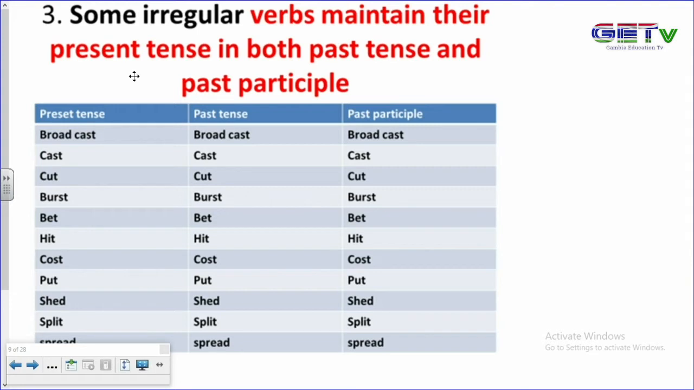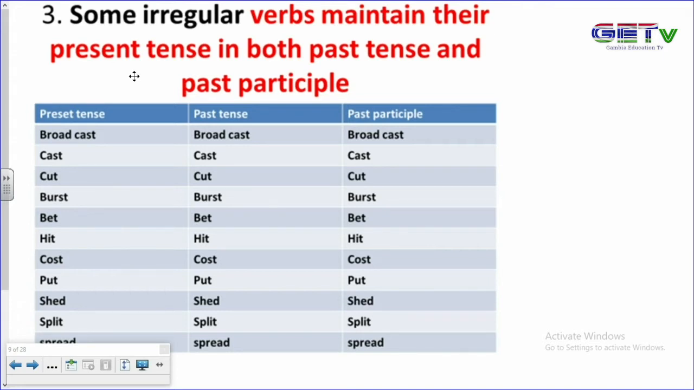You also have bust, bust, bust, bet, bet, bet, hit, hit, hit. You don't say hitted or whatsoever. You say hit in the present tense, in the past it is hit, in the past participle it is hit. You say the driver has hit the dog on the road. Cost, cost, cost. Put, put, put. The verb put cannot also be inflected with -ed. You don't say putted. What do you say? Put, put. I put my pen on the table. I have put my pen on the table.